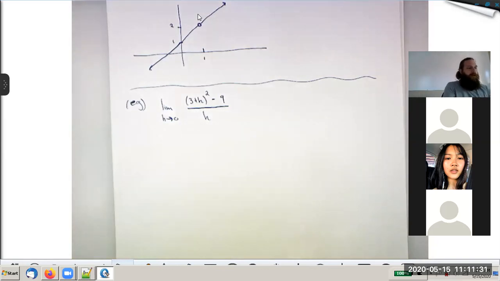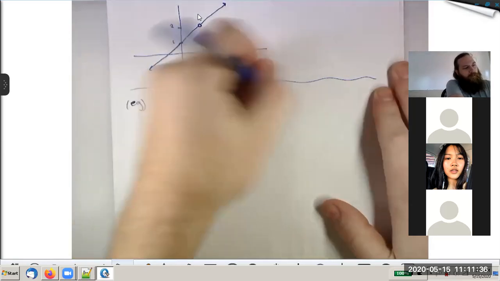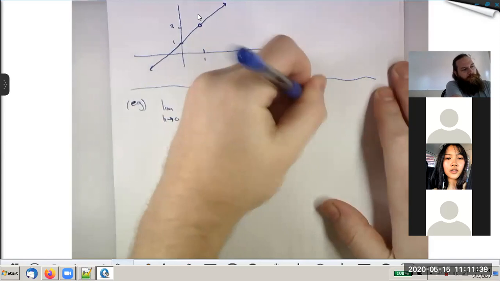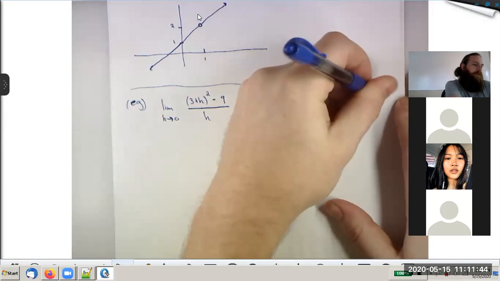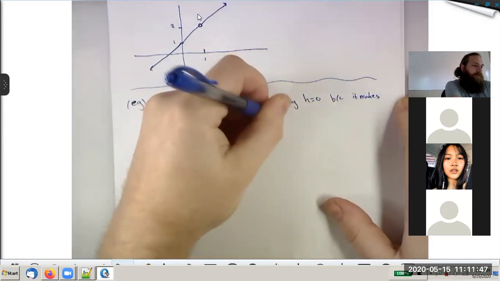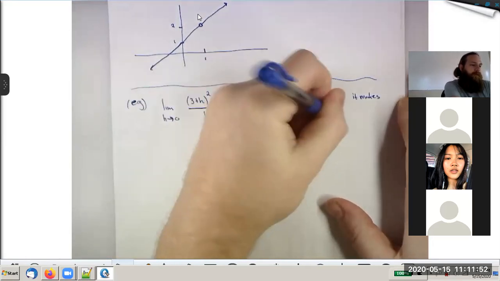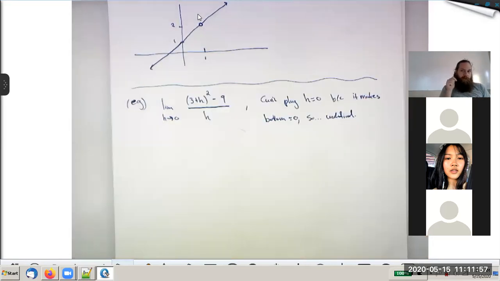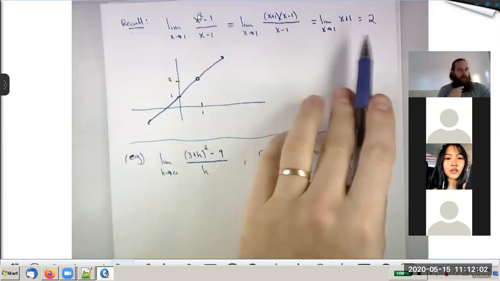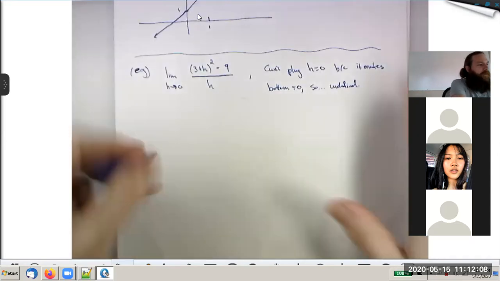Observe that if I plug in h equals 0, the bottom is 0, so the whole thing would be undefined. However, I can still take the limit. And the key to taking the limit is going to be doing something like what we did here, where we're able to factor and cancel the problem term out of the denominator. So here's how we do this.